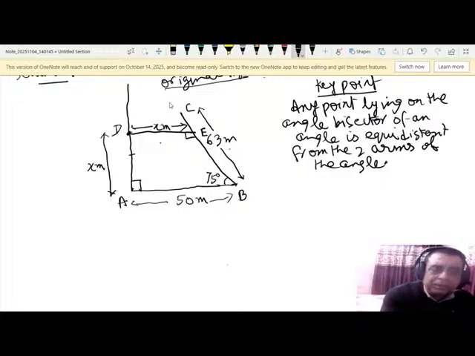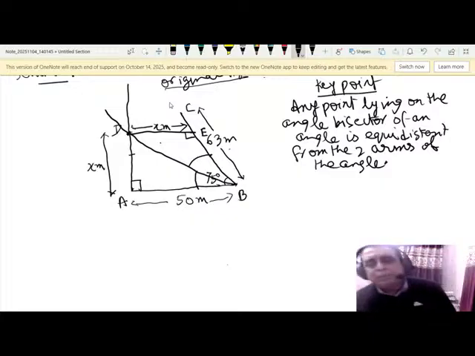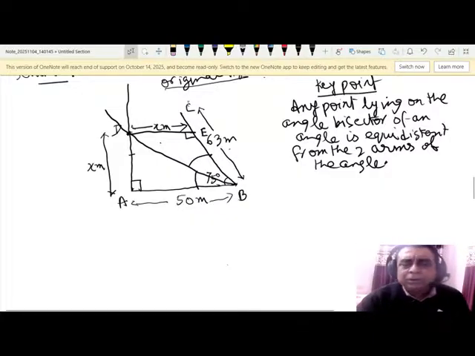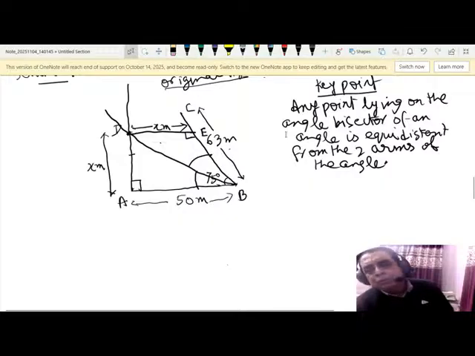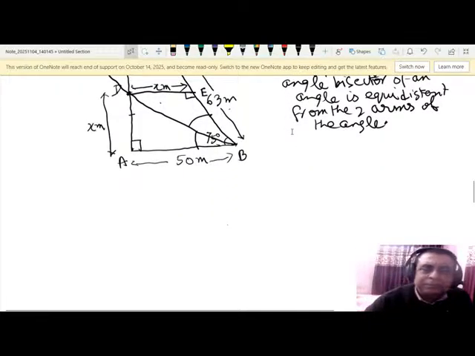So D must be lying on the angle bisector of the angle ABC, because any point which lies on the angle bisector of an angle is equidistant from the two arms of the angle. So this is the key point that will be needed.